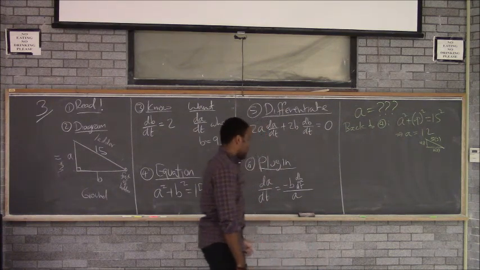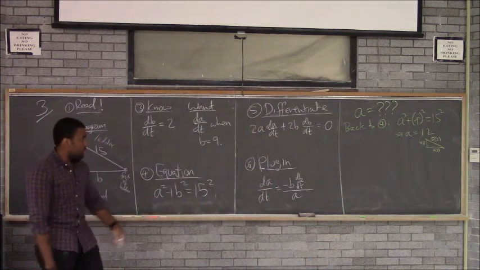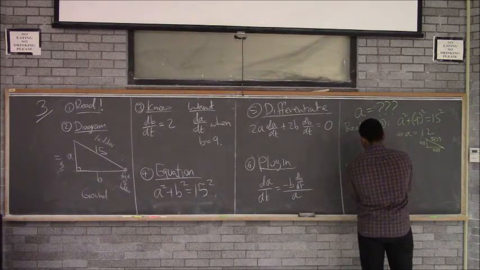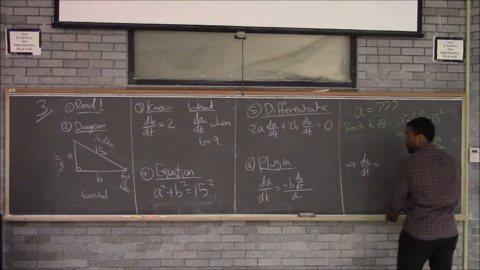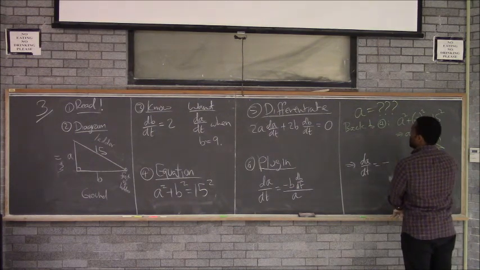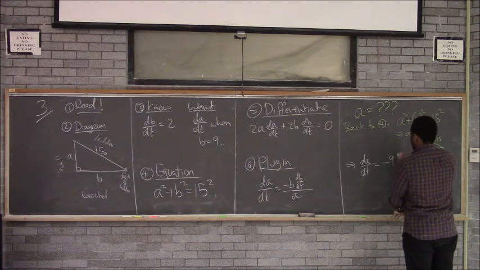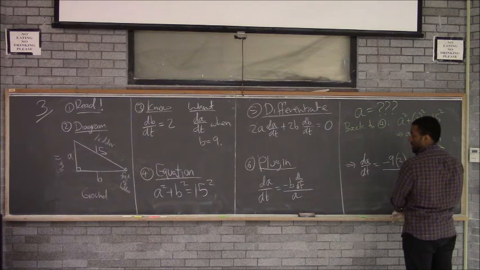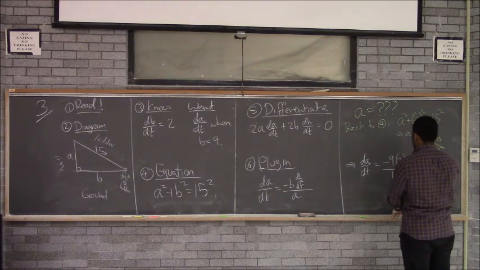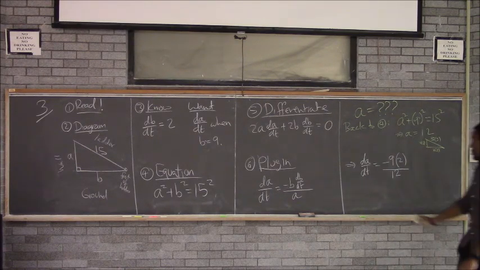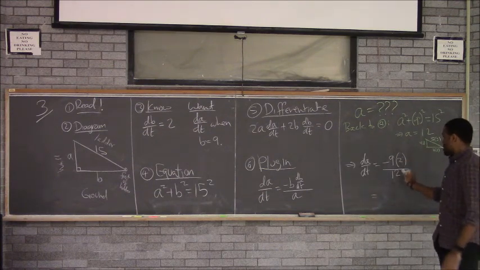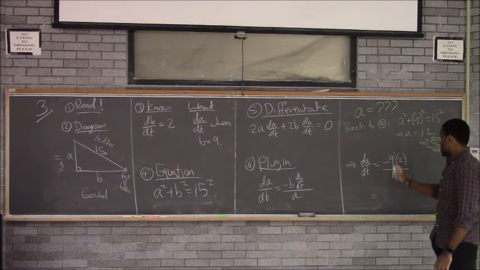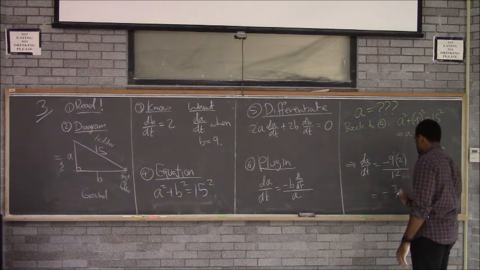So my A is 12. I went back to step 4, figured out what A is, now I just come back and plug it in. Minus B, minus 9 times dB/dt, is 2 divided by A, which is 12. So 2 goes into that 6 times, 2 goes into 3 once. So this is minus 3 over 2.